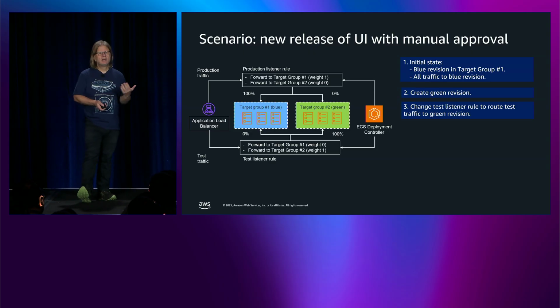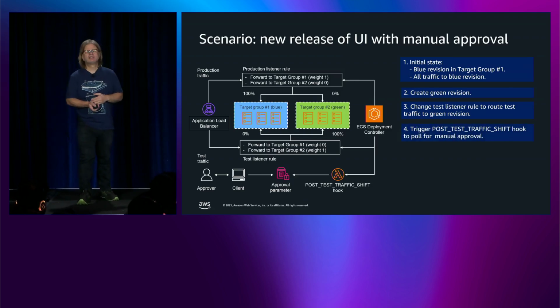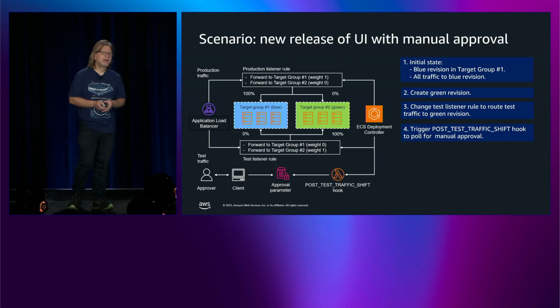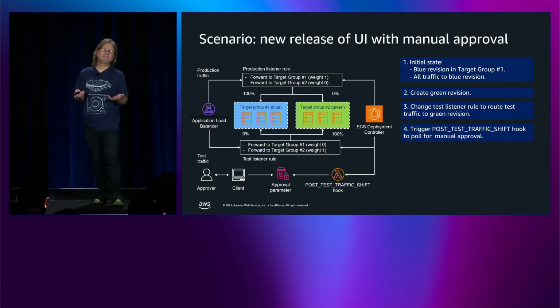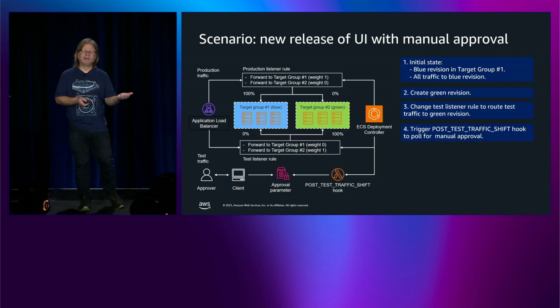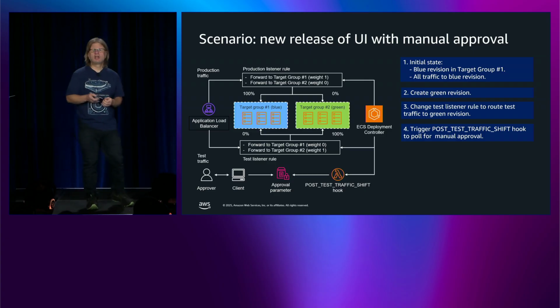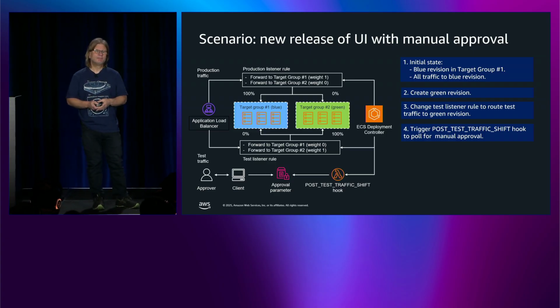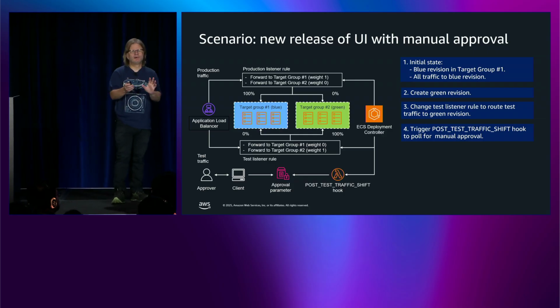At this point, once the traffic shift is completed, we go into post-test traffic shift. And in this case, Unicorn Watch have attached a hook. And what this hook does is it monitors an approval parameter until this approval parameter is set to accept or decline, right? So something somewhere needs to set that parameter in order to be picked up by the lifecycle hook to determine whether or not the deployment should proceed. Note that ECS itself does not provide a UI to do manual approval or anything like that.